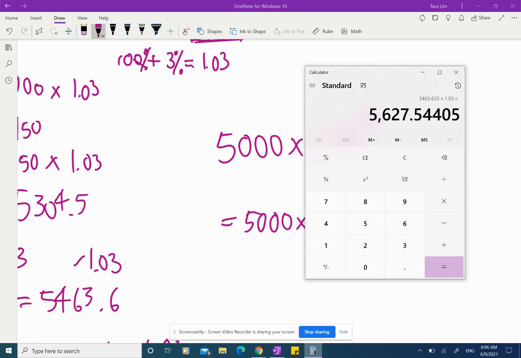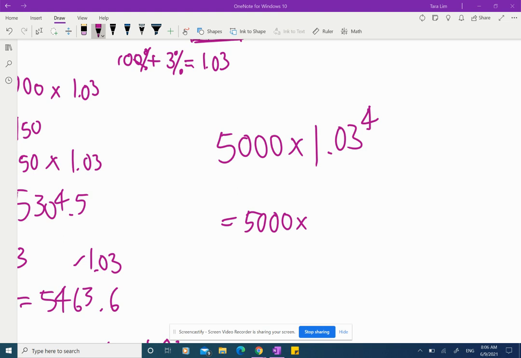So let me check. 1.03 to the power, how can I do that? I don't think I can do that. Okay, let me use another thing. Just give me 1 second. So 5,000 times 1.03 to the power 4.